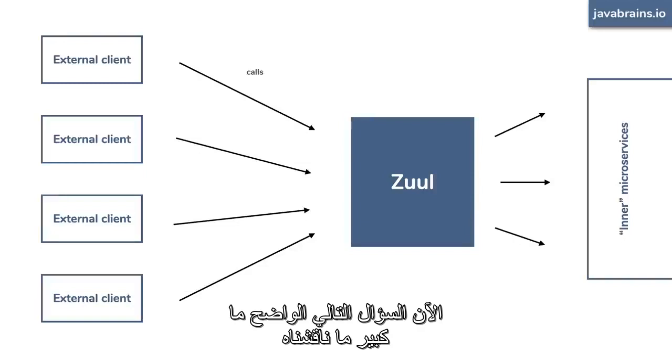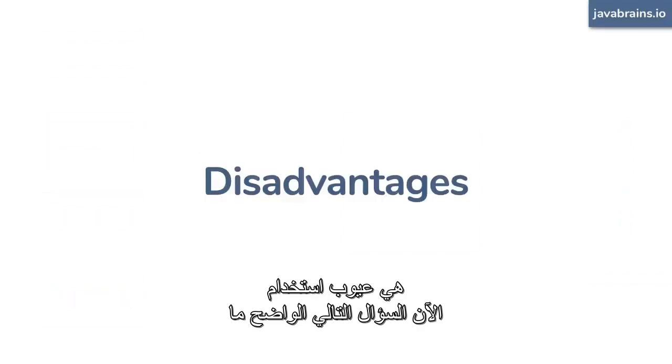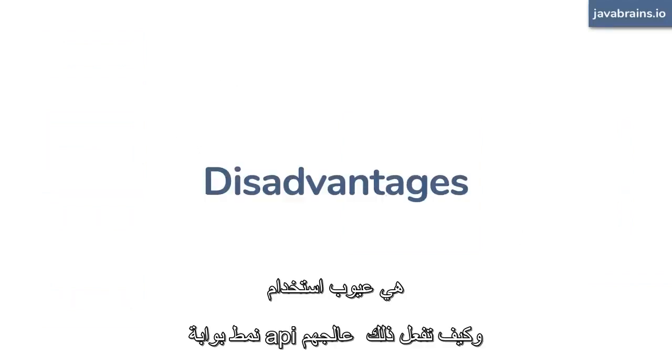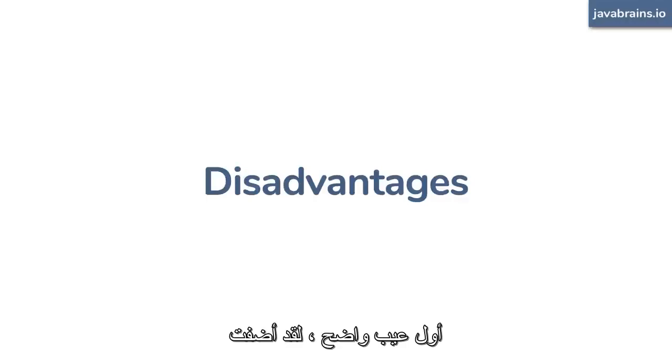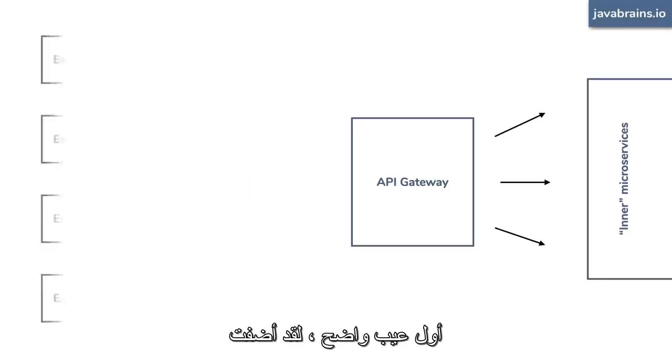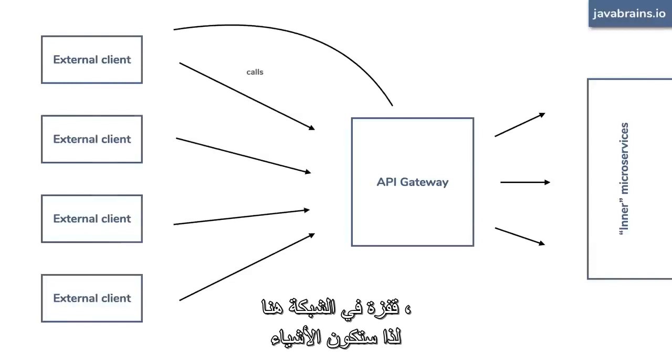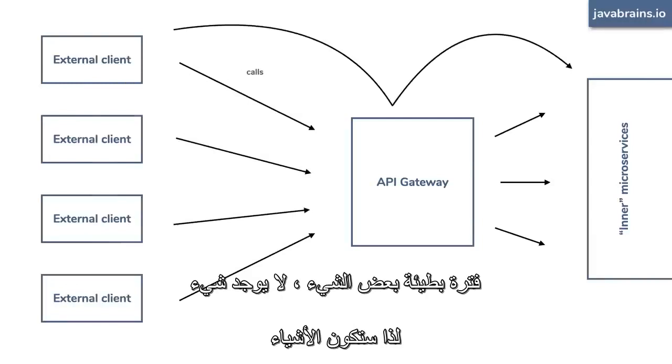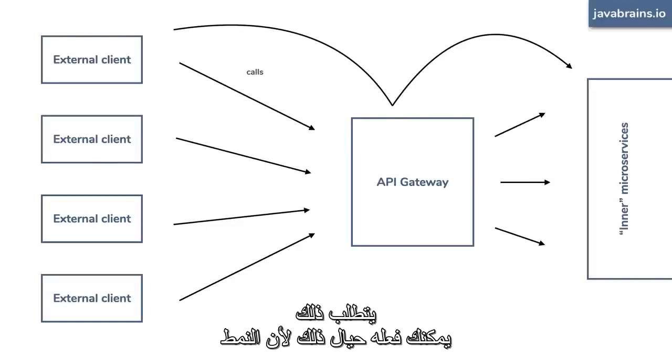Now, the obvious next question. What are the disadvantages of using the API gateway pattern, and how do you remediate them? First, obvious disadvantage. You've added a network hop here. So things are going to be a little bit slow, period. There's really nothing you can do about it since the pattern kind of requires it.